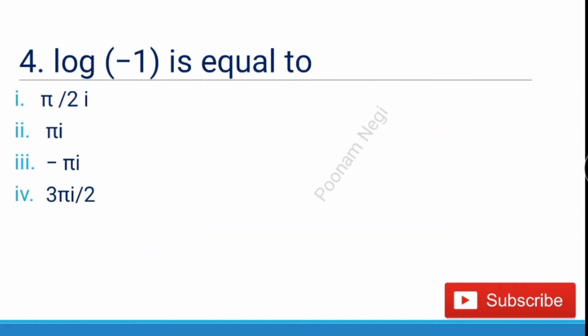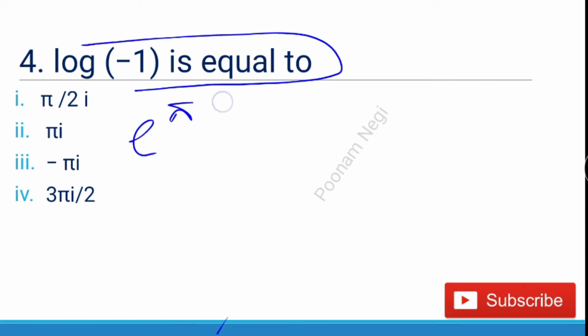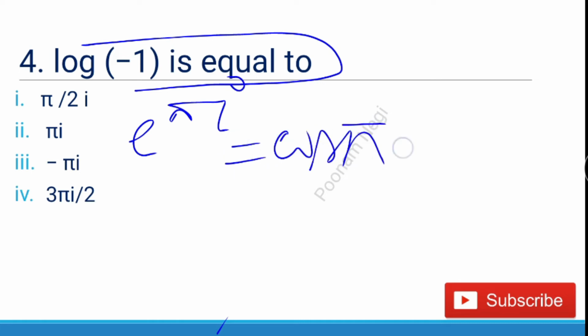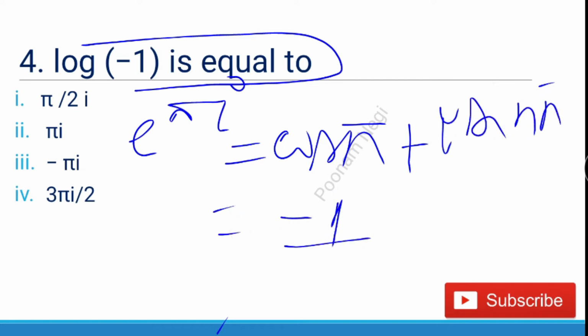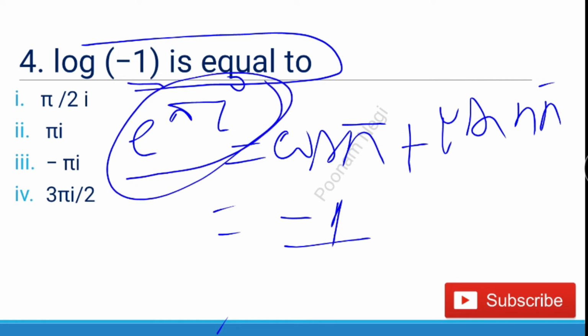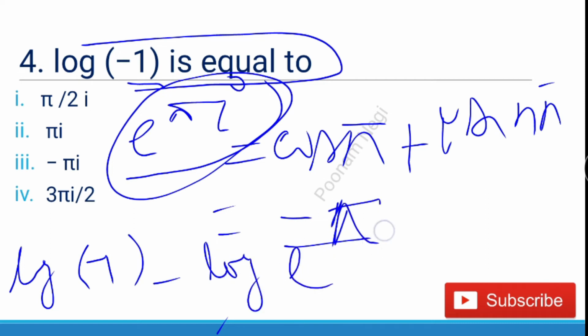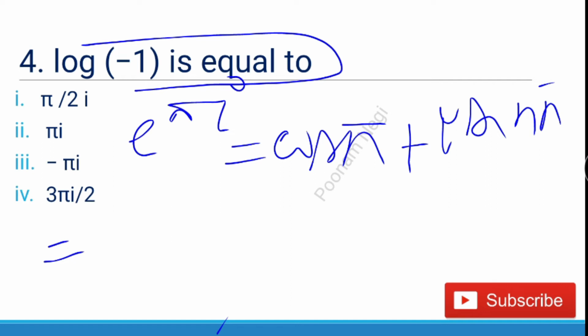Next question: log(−1) is equal to... As we know, e to the power πi is equal to cos π + i sin π, that is equal to minus 1. This minus 1 can be replaced by e to the power πi, so log(−1) will be equal to log e^(πi), which means it will be πi. The correct answer will be option number 2.